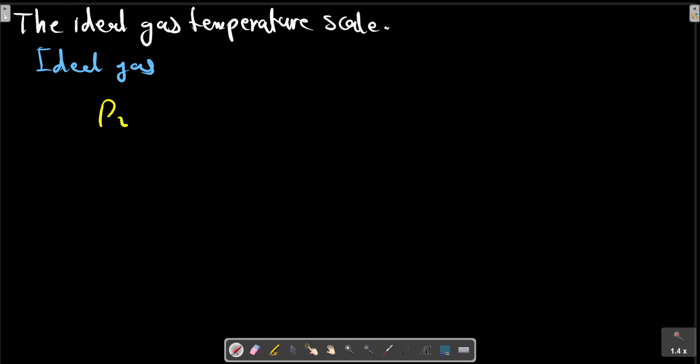It will be shown that the ideal gas temperature scale satisfies the definition of a thermodynamic temperature scale, which says that QH over QL equals TH over TL.